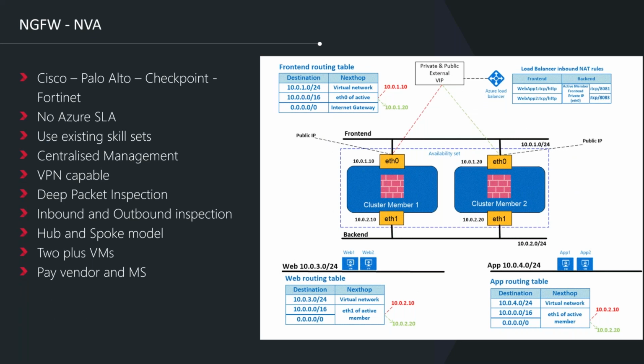This is the likes of Cisco, Palo Alto, Checkpoint, Fortinet, for example. And this is basically doing the same thing, but this is where you're maybe an enterprise customer and you want to have a bit more depth in your security. So you want to have things like deep packet inspection. You want to have VPN capability built into the product. You want to have very detailed inspection capability on that side of things as well.